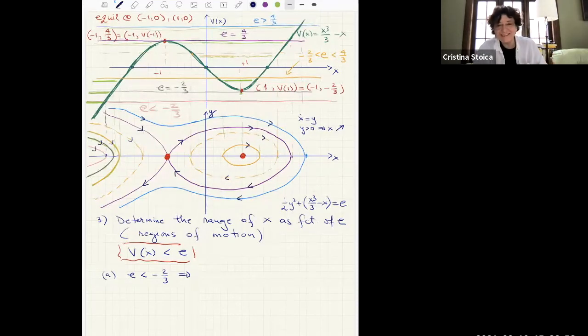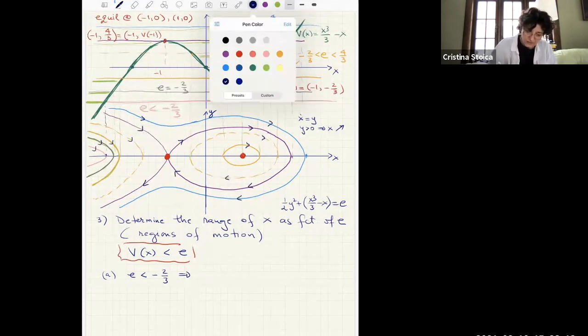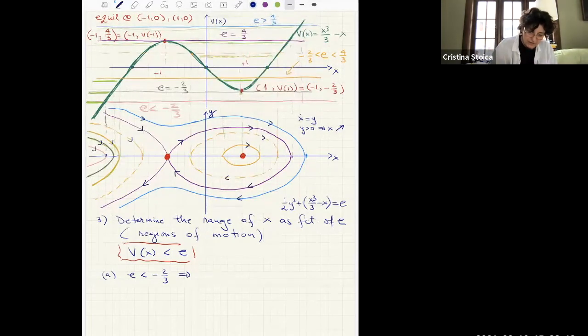Okay, now we have to write in words what we did. So when E is less than 2/3, we have to describe a little bit. We got only this bit, right? So the trajectory, x of t, is just like this.